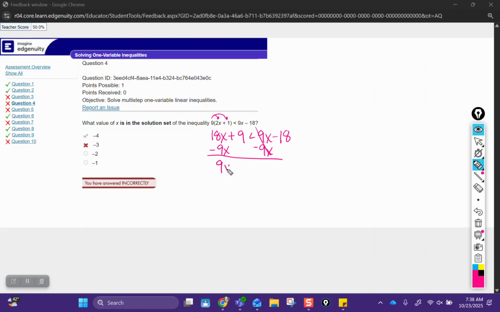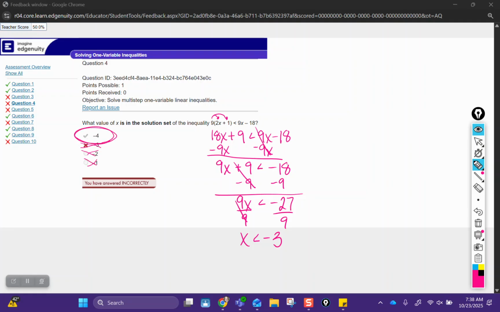18x minus 9x is 9x. Bring down my plus 9, bring down my inequality, bring down the minus 18. Don't forget that sign. Now we're going to subtract 9 from both sides. Again, we're doing the opposite. 9x is less than negative 27, dividing both sides by 9, and we get that x is less than negative 3. So we are looking for any answers that are less than negative 3. Negative 3 won't work because it's not less than negative 3, it's equal to it. The only number here that's less than negative 3 is negative 4.